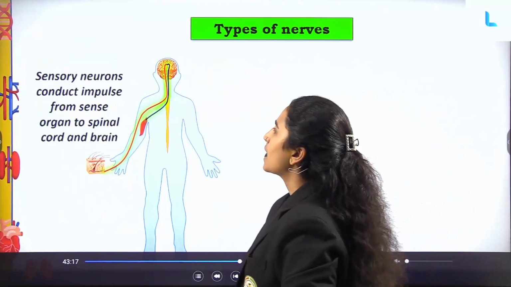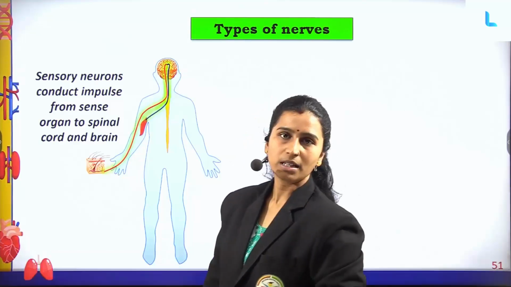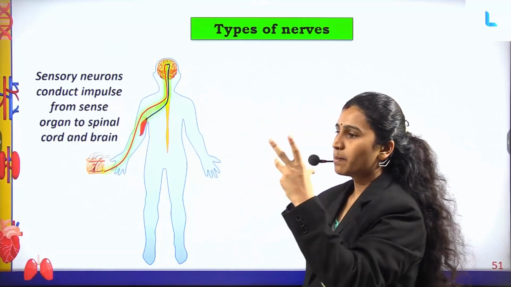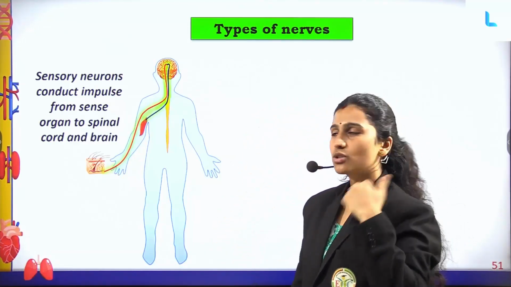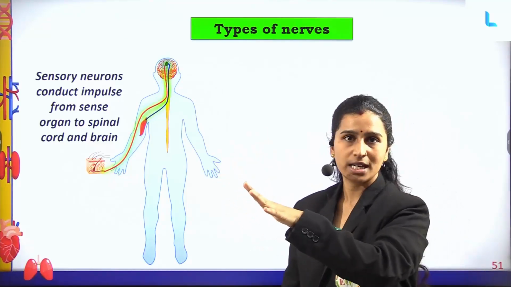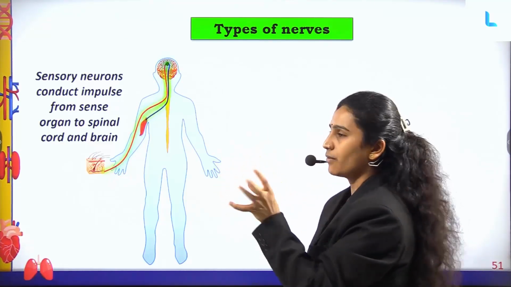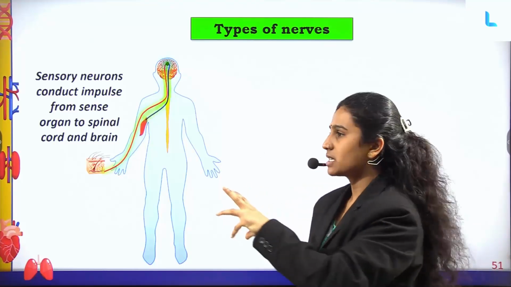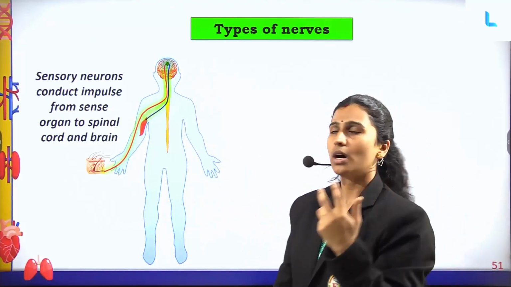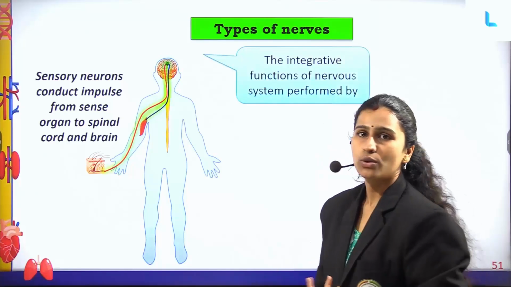So sensory neurons will conduct impulses from sense organs to the spinal cord and brain. The impulse carried from our sense organs to our brain, as I told you, when we touch heat or any harmful material and we pull our hand back, that message is carried by afferent nerves to our brain. So they are sensory neurons.